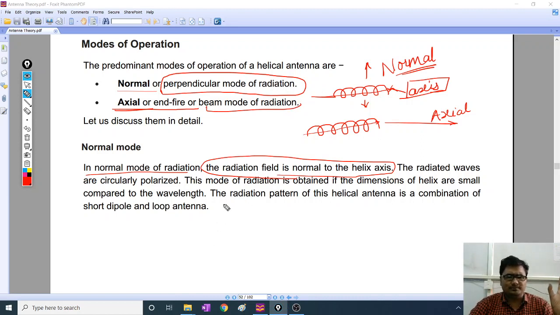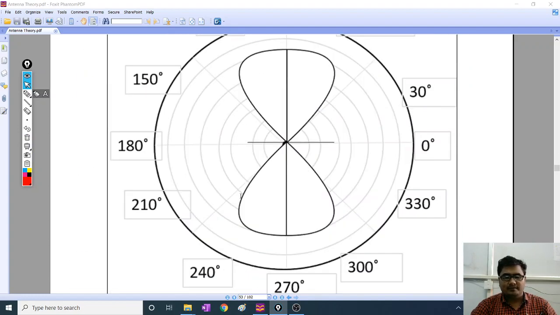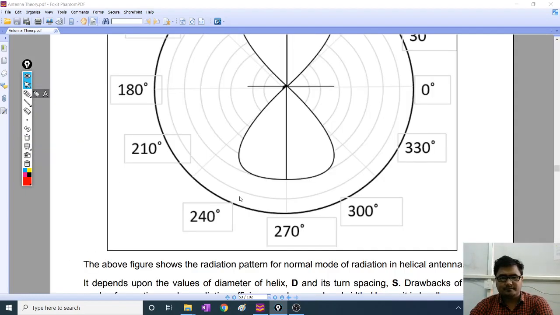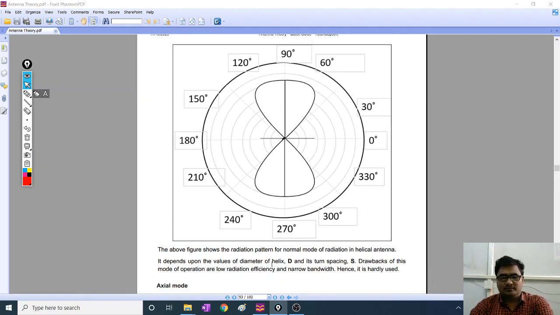See, things are so simple. You classify helix antenna into two types, normal and axial. Normal means the radiation is perpendicular to the axis, and axial means the radiation is in the direction of the axis. Now apart from that, the above figure shows the radiation pattern of normal mode. Normal mode means look at those radiation.